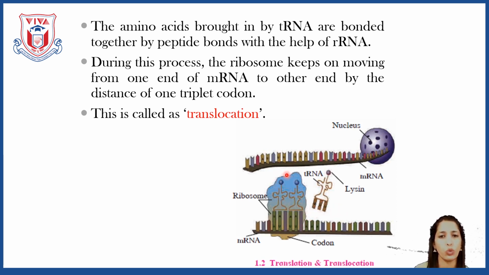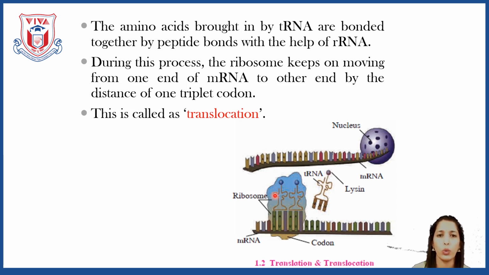And there are ribosomes that keep on moving from one end of the mRNA to the other end by the triplet codon. It will move from one end to the other end by the distance of one triplet codon, and this process is called translocation. So ribosomes moving from one end to the other end by the distance of one triplet codon is called translocation. Okay, so I hope you all have understood what is transcription, what is translation, and what is translocation.